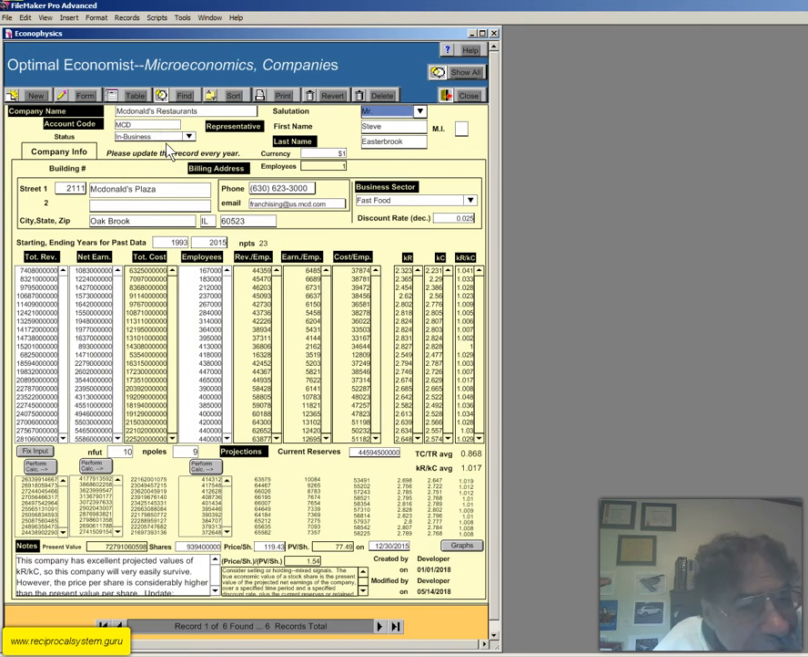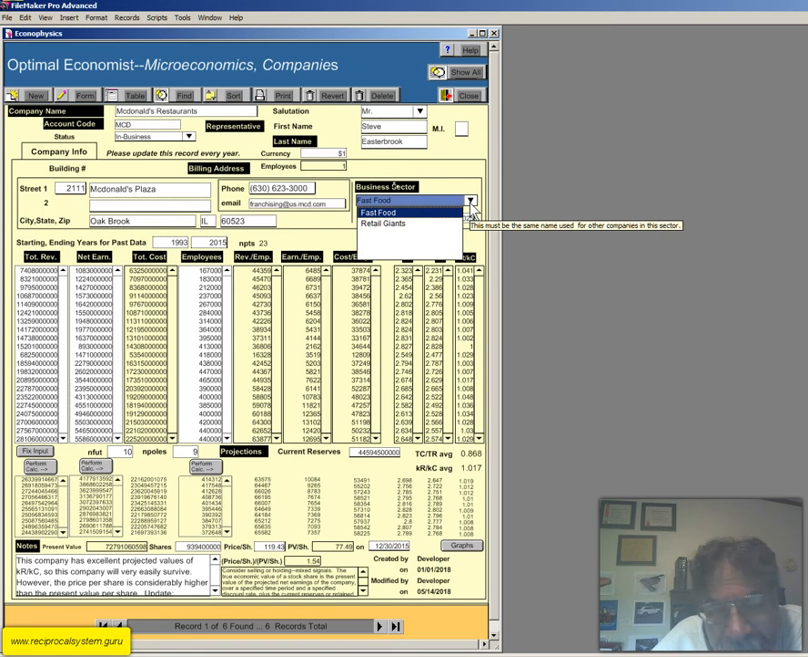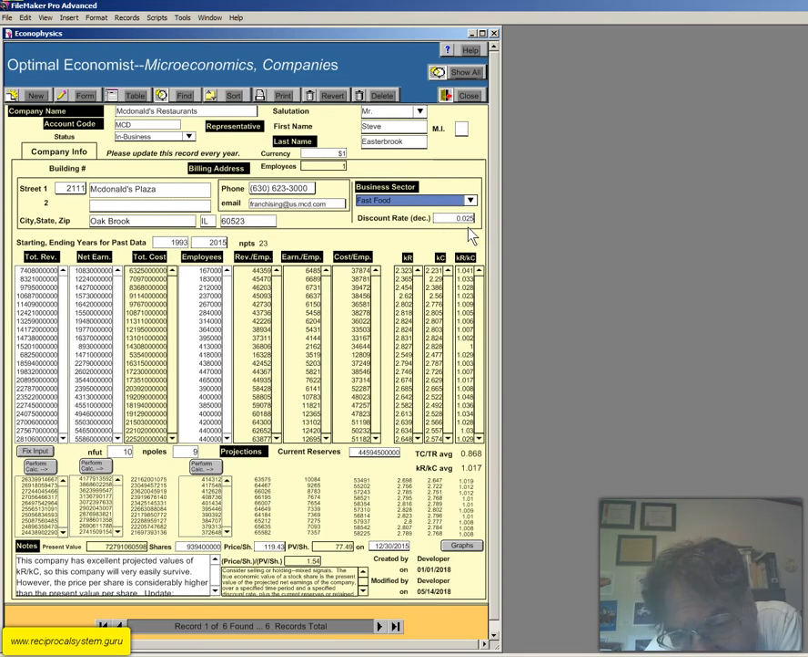Of course, in business. And of course, company info, street number here, street address, city, state, and zip, phone number, email, and business sector. So far I have 2 business sectors in here, just sample records, fast food and retail giants. And discount rate, I'm assuming 0.025 here for this.